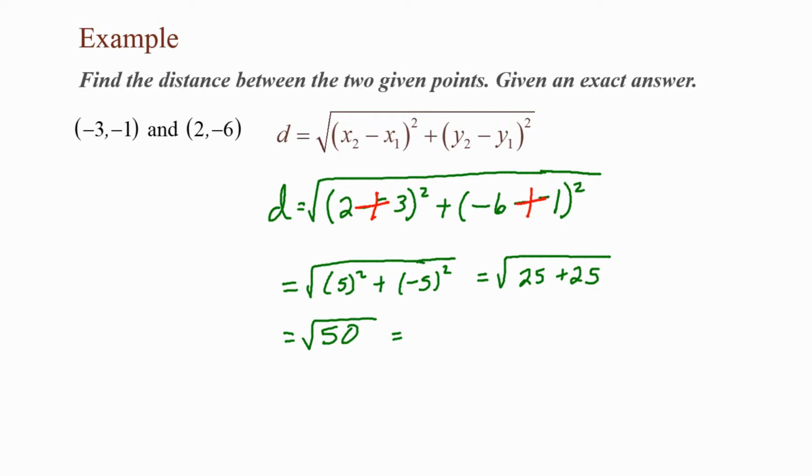I can write 50 as 25 times 2, so the square root of 25 is 5. 2 stays under the radical, so the distance between the points -3, -1 and 2, -6 is 5 square root 2.